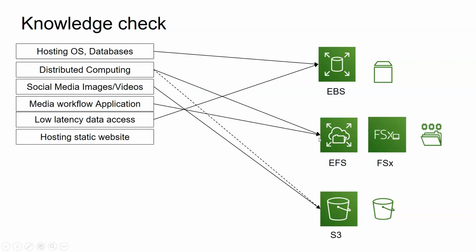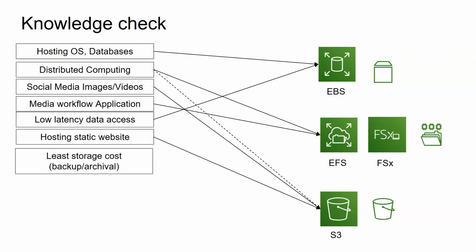Same with EFS. I don't want to pay for a server which will access data from EFS and then give me that data over a browser. Rather, I can directly store it in S3 and access it over a browser. So it's the most cost efficient option for hosting a static website. Least storage cost for backup, archival, long-term storage, right? I don't want to look at that data for 7 years. Of course, there is S3 and there is S3 Glacier. Actually, that's a separate storage, but just for simplicity, I'm showing it as S3.